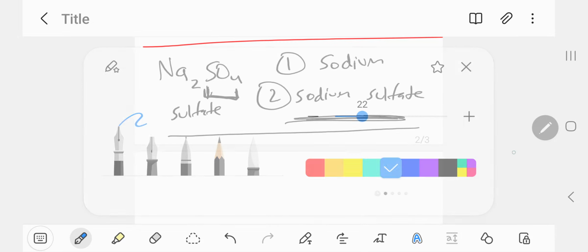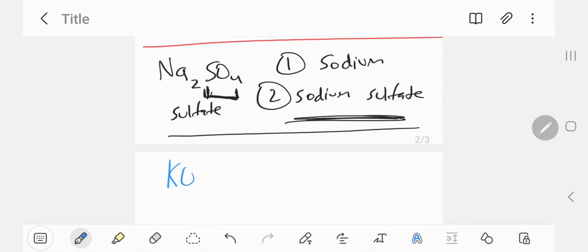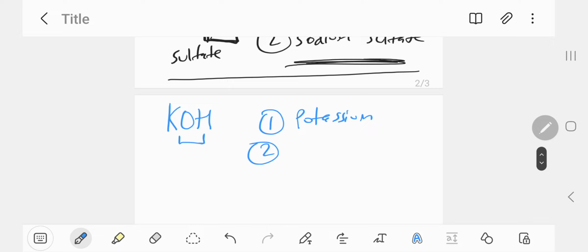Let's do another one. Let's do KOH. Step 1, the metal element, that's potassium, that's K. Step 2, the O and the H, you have to recognize that as being a polyatomic ion, and that is hydroxide. Another way to think of it is that you can only have a metal and non-metal. So in this case, the K is by itself, that's the metal, and the non-metal is the OH, that's hydroxide. So you get potassium hydroxide.